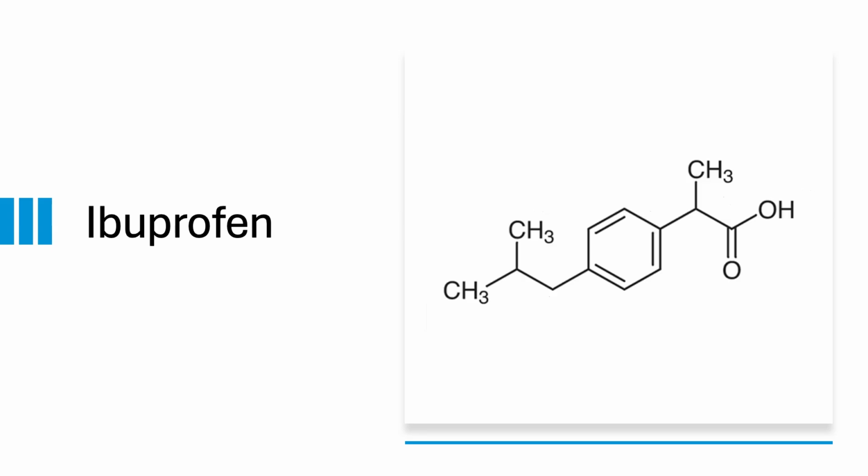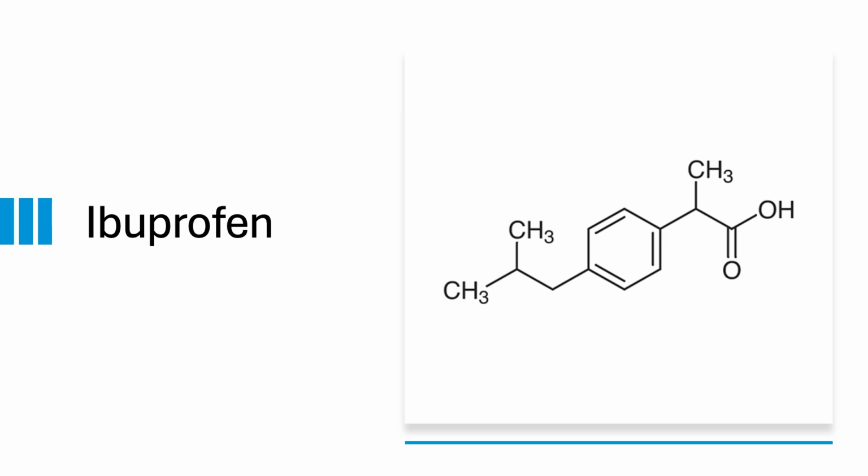Now let's move on to ibuprofen, a well-known non-steroidal anti-inflammatory drug molecule. It is used to reduce fever and treat pain or inflammation. Ibuprofen was first marketed as Brufen and it was considered one of the safest non-steroidal anti-inflammatory drug molecules. The structure of ibuprofen is also quite simple.